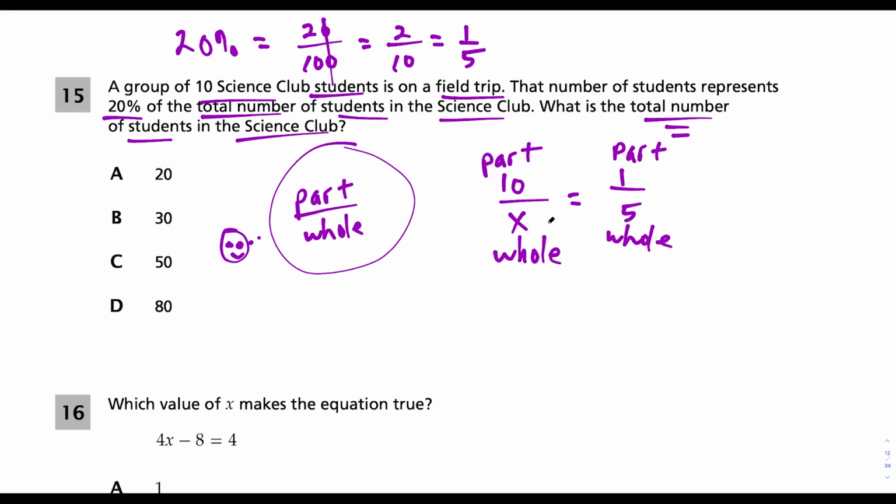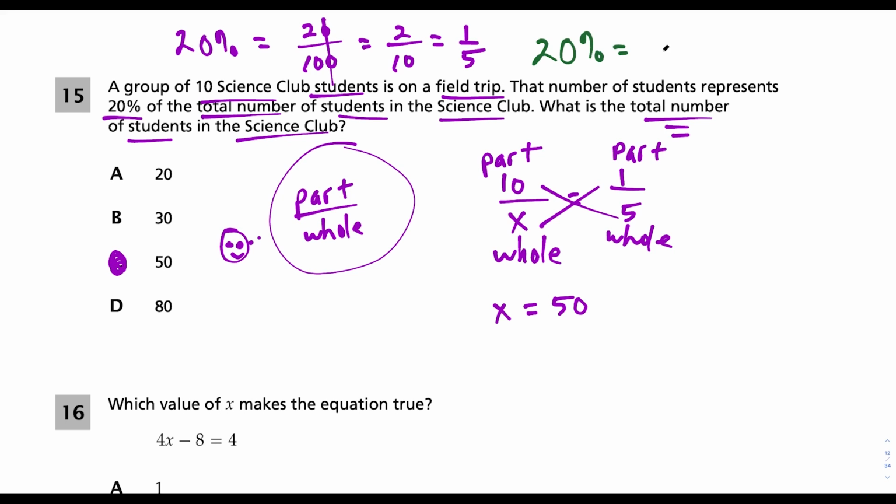So now to solve for X, all I have to do is cross multiply. I'm going to have X times 1 is X. And this is equal to 5 times 10, which is going to be 50. So this is going to tell us right away that choice C is our solution. So before we move on, I want to look at another option on how to solve this.